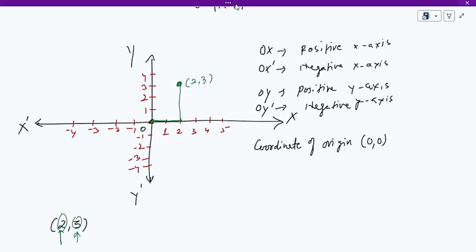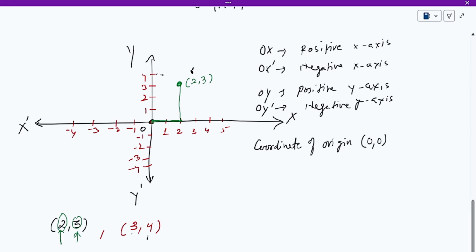Right? If we are given the coordinate of any point, let's say 3 comma 4, what does it mean? 3 comma 4 means on x direction we have 3 units, and on y direction we have 4 units. Starting from the origin, on x direction we go 3 units, and on y direction we go 4 units. Means we are over here.